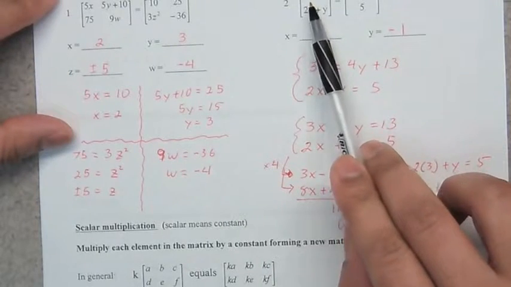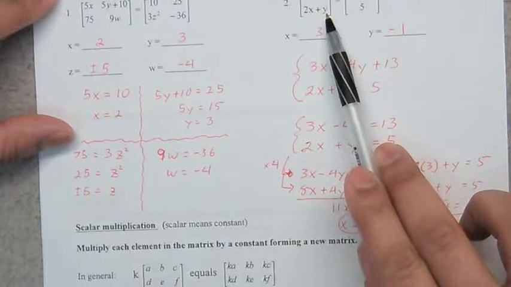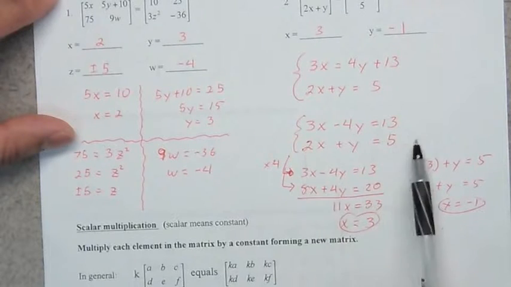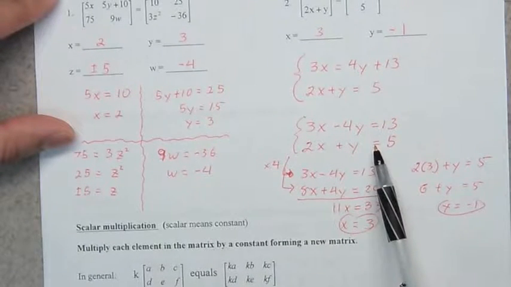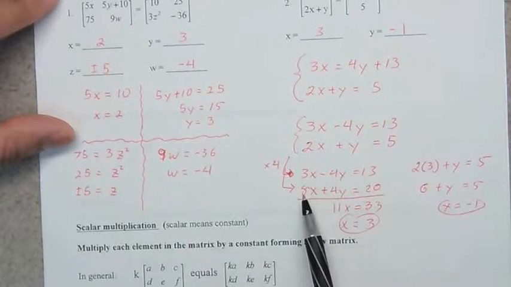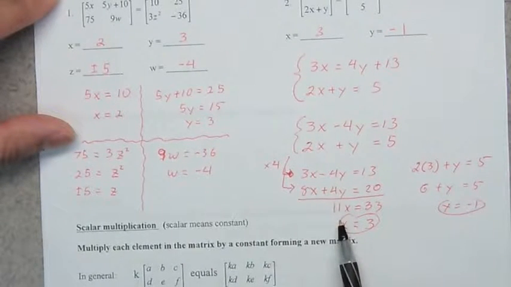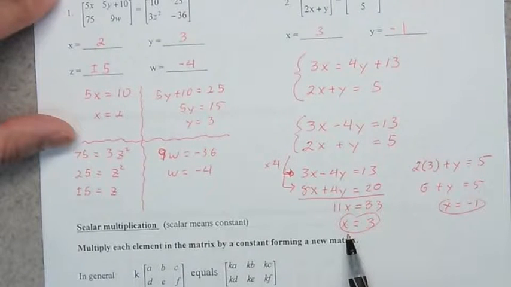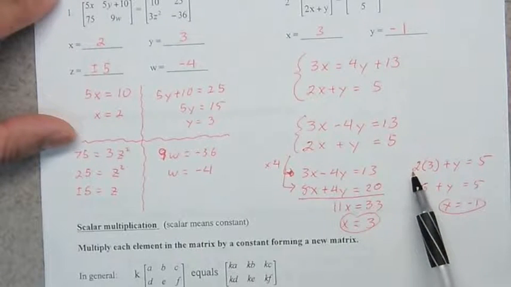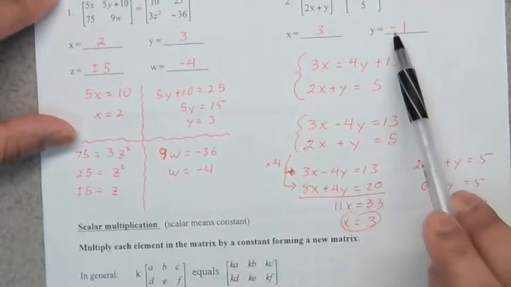And we can do the same thing right here. 3x is equal to 4y plus 13. 2x plus y is equal to 5. I'm going to go ahead and rearrange it in standard form. Now I'm going to solve this particular system by elimination. I'm going to multiply the bottom equation by 4, leave the top one the same. I add, and the y's cancel out right here. So I get 11x equals 33, x equals 3. Take that 3, plug it back into one of the equations, and then I get y is equal to negative 1. So x is 3, y is negative 1.